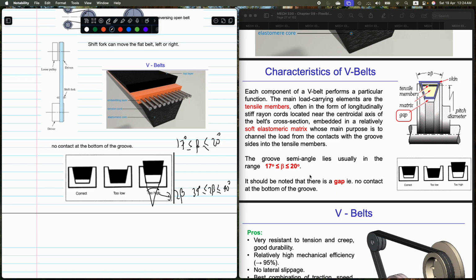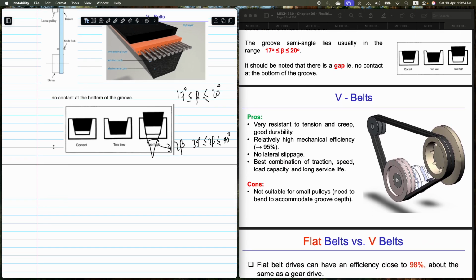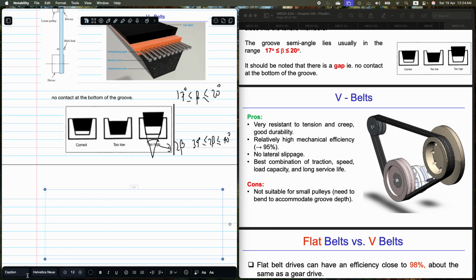Okay, understood. V-belts. So what are the pros? Let's quickly write the pros here. So pros and cons. So we got body, and we'll just write this in. Pros. What are the pros? So they're very, very resistant to tension. So high tension resistance.